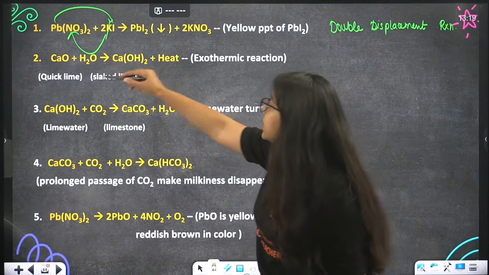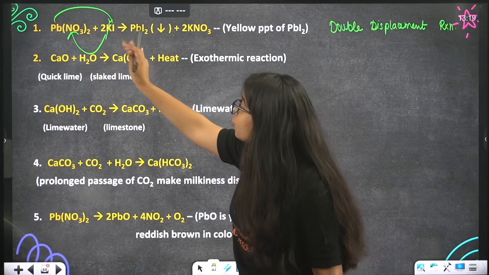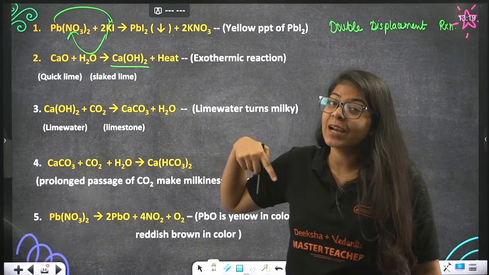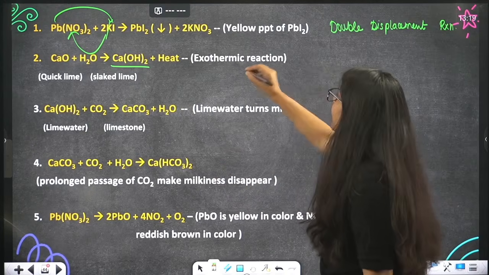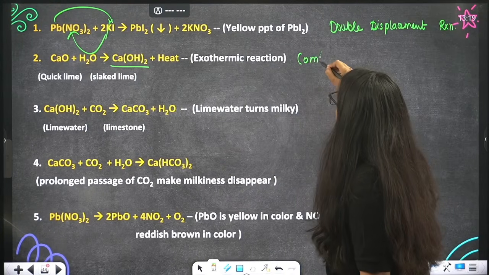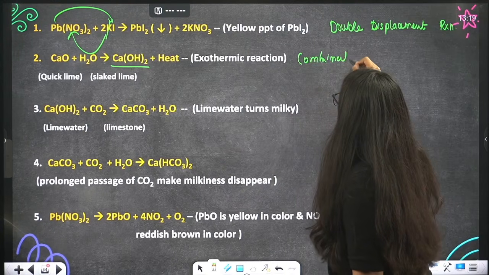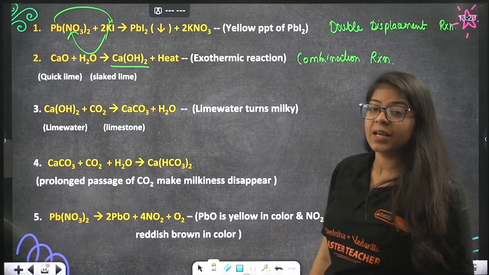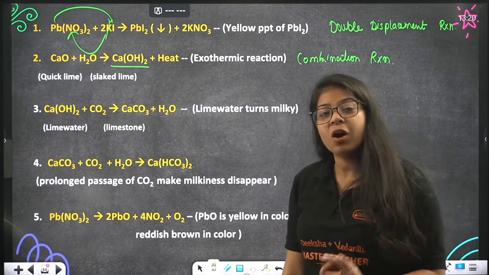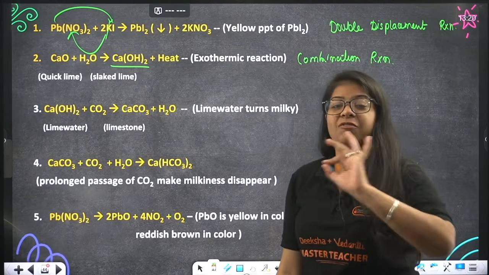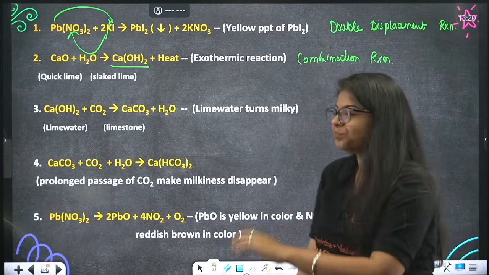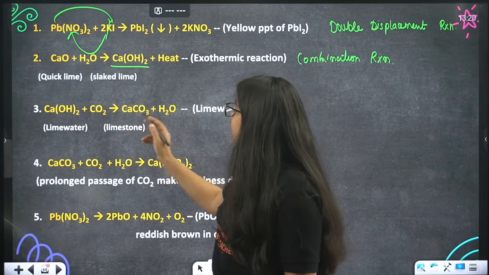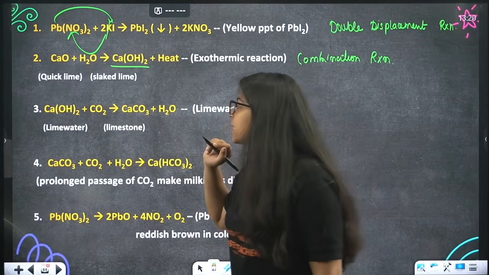Next beta, CaO plus H2O. Two things are combining to form a single product, and this I know, ma'am. Quick lime to slaked lime, and exothermic. Ma'am, this is simply a combination reaction. And yes, you will get all the notes in the description in the form of a PDF. Okay. Next beta, Ca(OH)2 plus CO2 gives CaCO3 plus H2O.